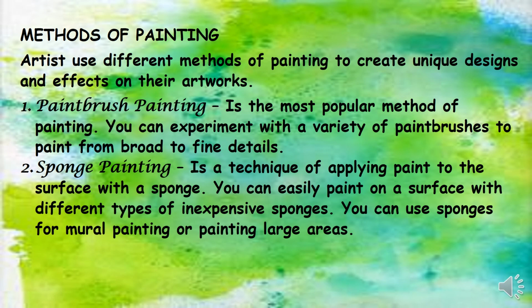The second one is sponge painting. It is a technique of applying paint to the surface with a sponge. You can easily paint on a surface with the different types of inexpensive sponges, and you can use a sponge for mural painting or painting large areas.